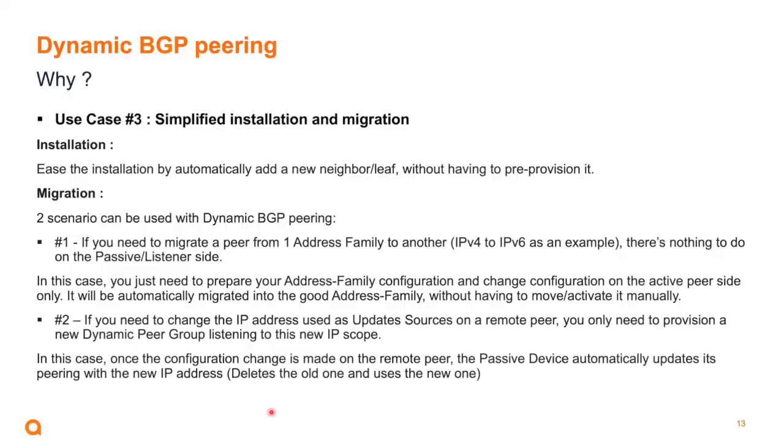The second one is when you change the interface on a remote peer used as its update source. In this case, you only need to create a new peer group listening to the new IP range. So when the configuration is changed on the peer side, on the active side, the listener will automatically update its peering.